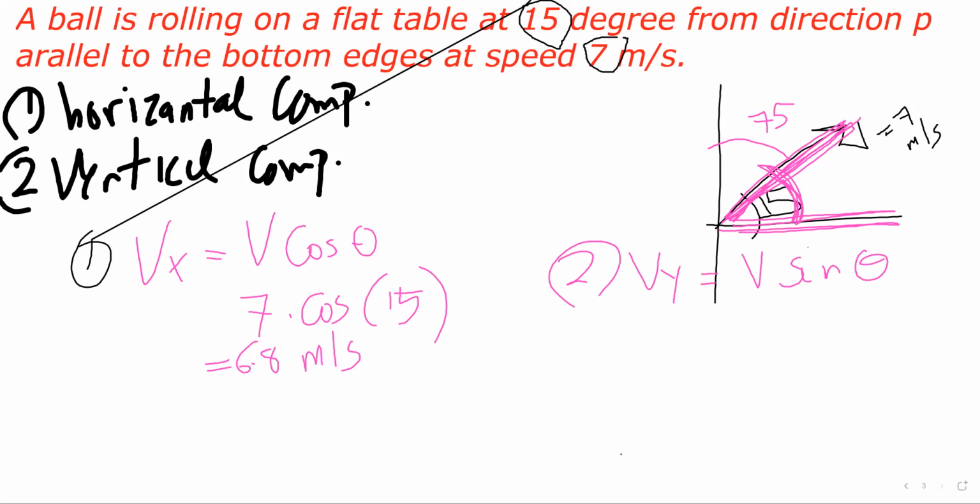What is the value of V here? It is 7 sine 15. If you calculate it, you will find it is 1.8 meters per second. But teacher, if you give us 75 like that, how can we find the angle?